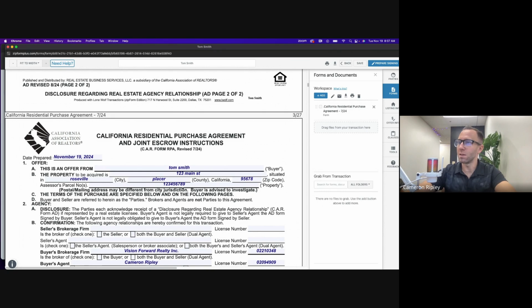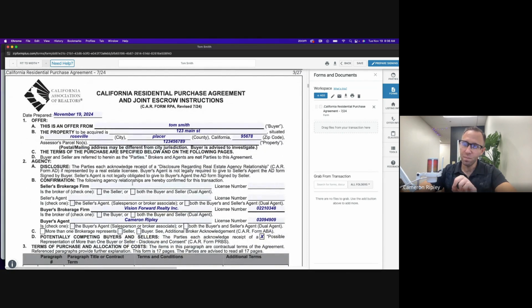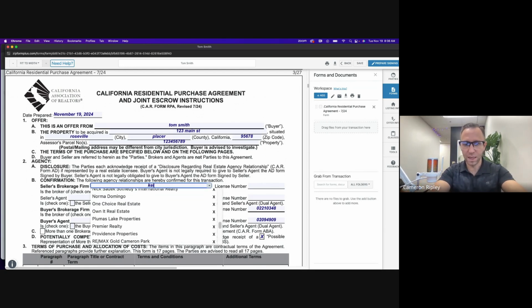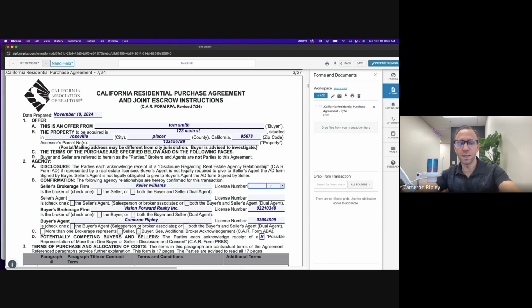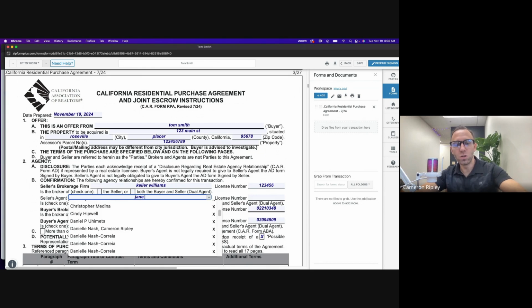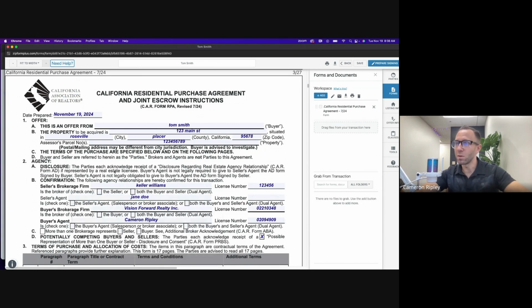You see how this information was filled out, right? City, county, zip code, address, APN. A lot of people miss the APN for some reason. Now, what I like to do is look up the listing agent's information. Let's say it's Keller Williams. I will put their license number, 1, 2, 3, 4, 5, 6, whatever it is. Jane Doe.